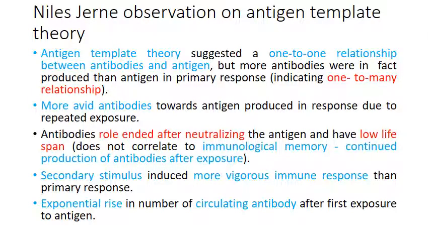Now Jerne had observed the antigen template theory, and he discovered a few flaws. Number 1 is that the antigen template theory suggested a one-to-one relationship between antibodies and antigen. But actually there are more antibodies produced than antigens in the primary response, indicating a one-to-many relationship. This also correlates to the finding that a secondary stimulus induces a more vigorous immune response than the primary response, and there is an exponential rise in the number of circulating antibodies after first exposure to antigen.